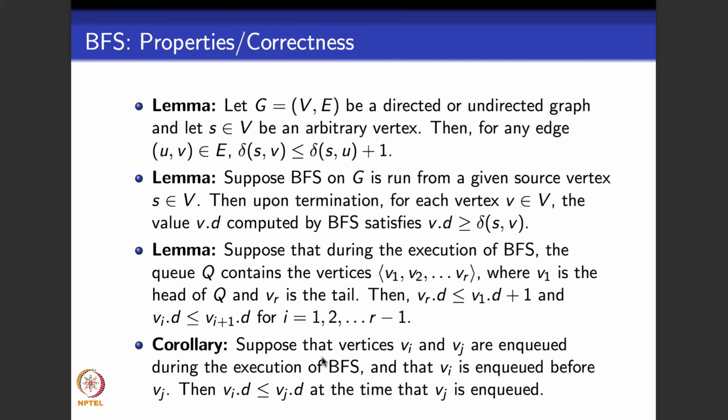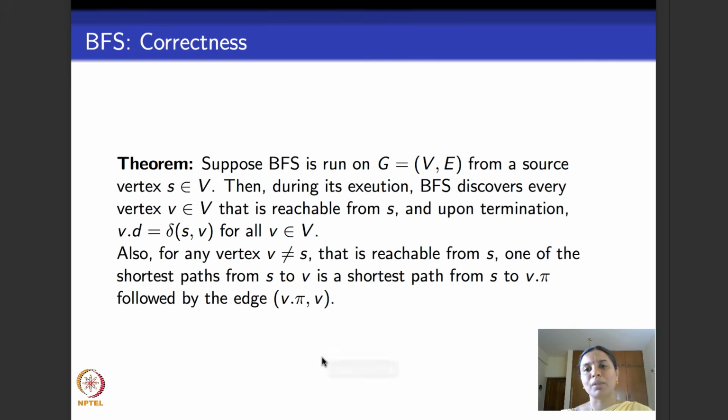So using these lemmas, I'll be able to show correctness of BFS. Correctness of BFS basically says that if I do BFS from a source, it will finish exploring every vertex that is reachable from the source, and it will output the shortest path distance in terms of the number of edges from that source to every other vertex.